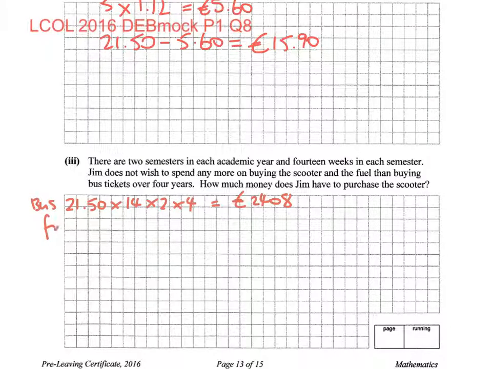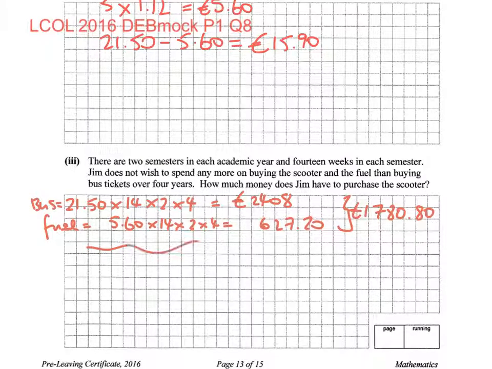Now, if we take our fuel amount and we consider, right, our fuel costs are €5.60, again for 14 weeks, for 2 semesters, for 4 years, that works out as €627.20. And so the difference between those values is €1,780.80. So that's one way of approaching the question.